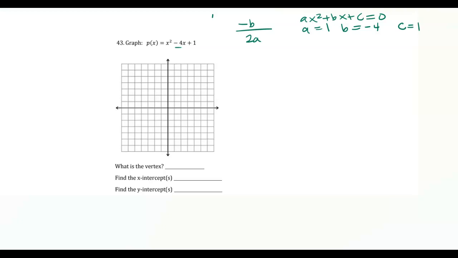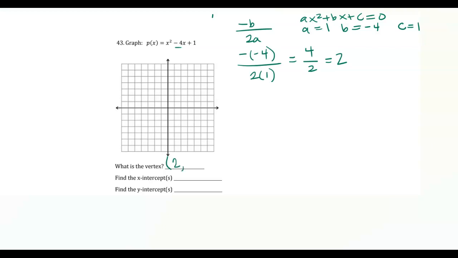Okay, so let's do negative b over 2a. So negative 4 over 2 times 1. Notice it's negative whatever the value of b, and so it's always just going to be the opposite of b. So since it's negative 4, in this case it will be a positive 4 over 2, which equals 2. So that tells us, in our vertex, that tells us our x-coordinate.